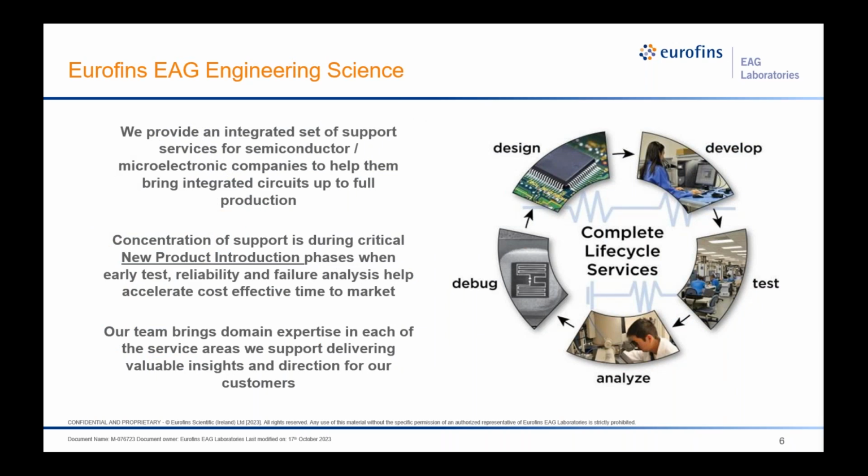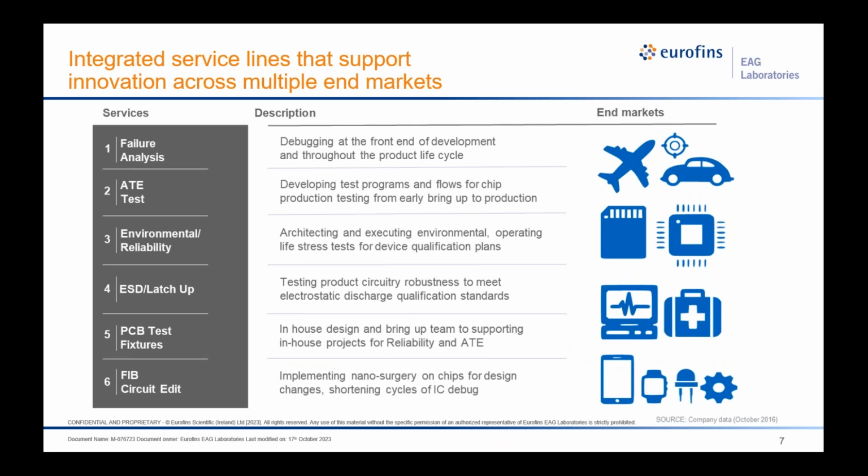So the group that we're talking about now, the failure analysis group, is in our engineering science division. In engineering science, we wind up doing failure analysis and work with people's products, new products, and through the process. But I believe, John, you're going to talk about this going forward? Oh, I'm sorry. So in our talks here, we're going to talk about failure analysis, but that's only part of engineering science. We also have ATE test, environmental and reliability testing, ESD and latch up, as well as we can design and have built PCB test fixtures. We also do FIB circuit edit, which is involved in doing microsurgery on your ICs in order to correct failures instead of going and doing a full respin. Next slide, please.